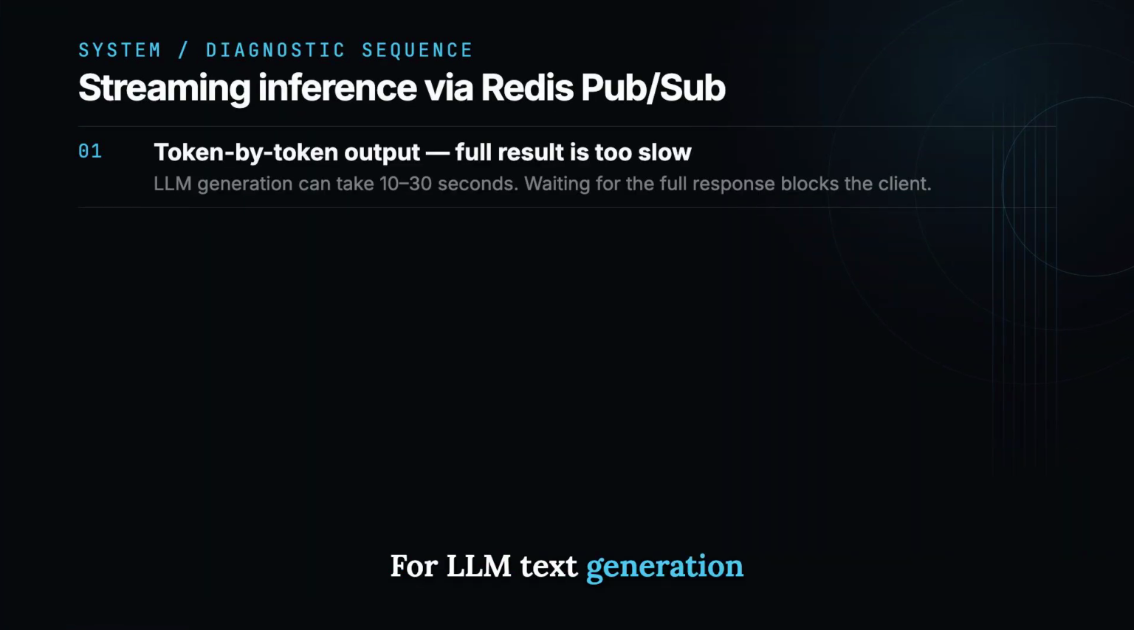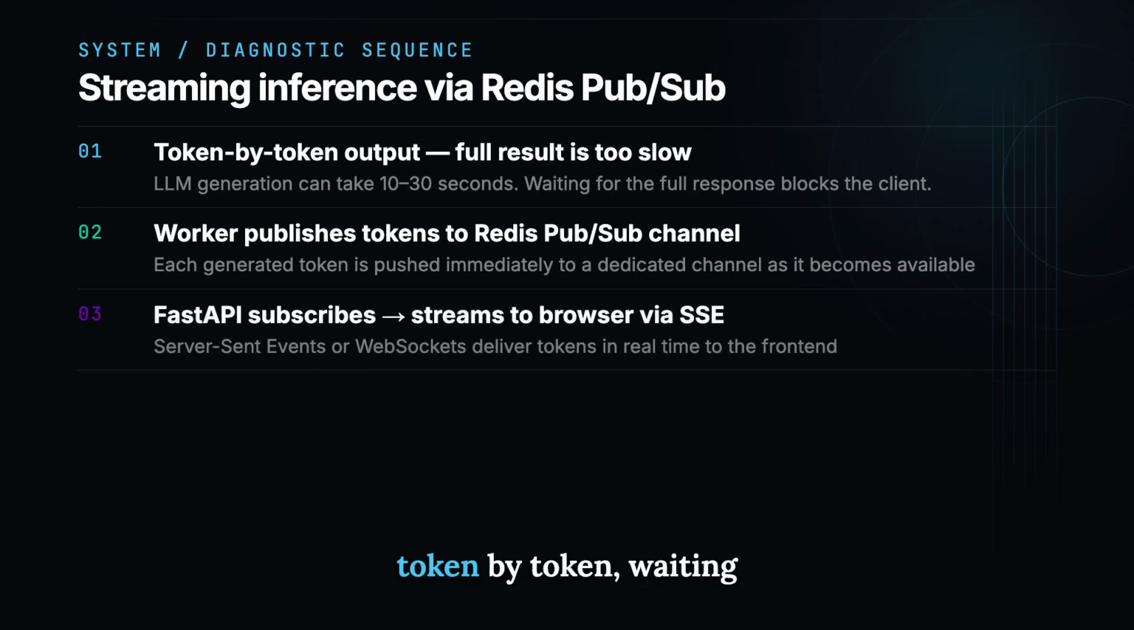For LLM text generation tasks that must return output token by token, waiting for full completion before writing to the result backend is impractical. Instead, the worker continuously publishes tokens to a dedicated Redis PubSub channel. An API server like FastAPI subscribes to that channel and streams results to the browser through server-sent events or WebSockets.